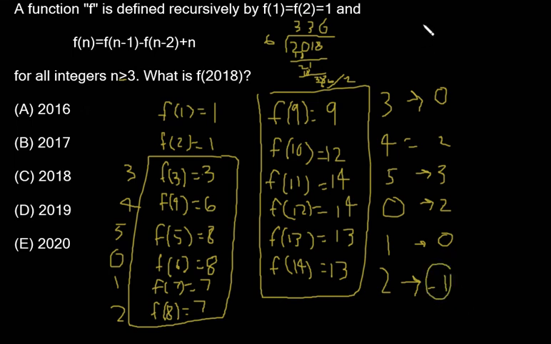So that means if I had f of 2018, then the result subtracted by 2018 is going to be equal to -1. And the only one that fits that constraint is 2017. And here we have our answer, 2017, right here.